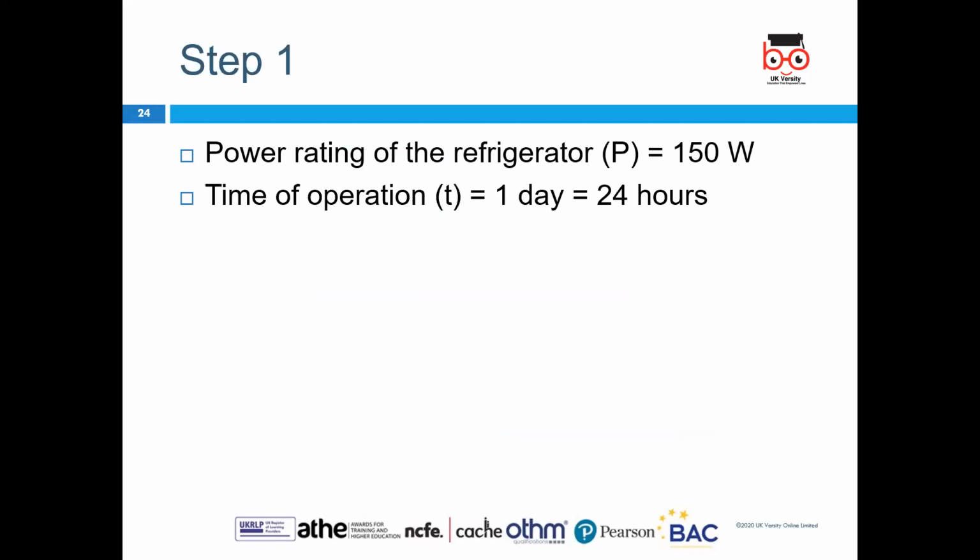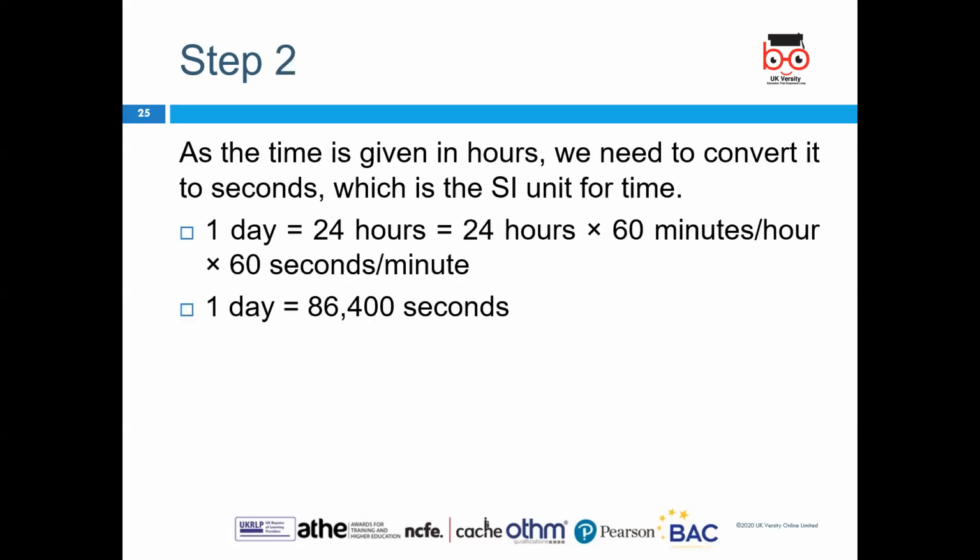So step 1. The power rating of the refrigerator, P, is equal to 150 watts, and the time of operation is 1 day, which is equal to 24 hours. So how do you go about calculating it? Let's go to step 2.